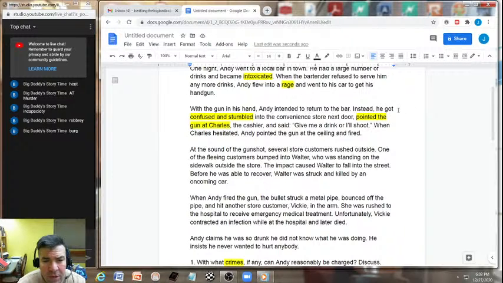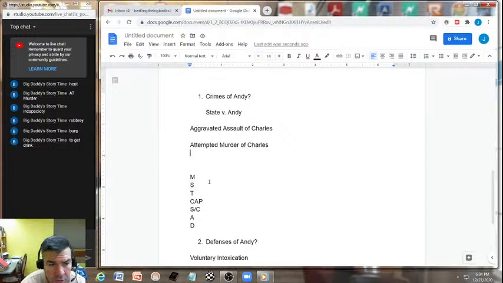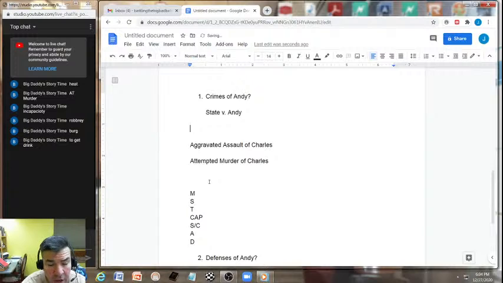When he stumbled into the bar, instead of going into the convenience store, what was his original intent? Andy flew into a rage and went to his car to get his gun. Why? Because at the local bar in town, the bartender refused to serve him any more drinks. So when that intent, to get a drink, exactly, that intent is what he went into the convenience store with. So we need to make sure to argue right here, in chronological order, burglary. And we want to make sure to indicate the common law and modern law distinction.